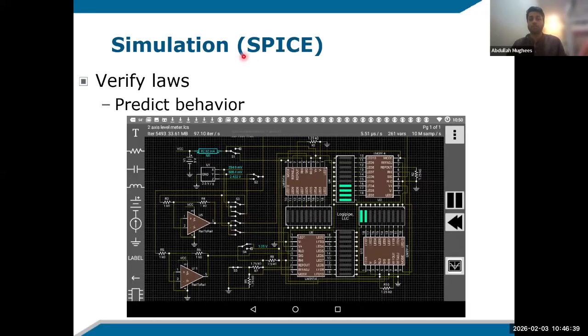And for simulation software, Spice is one of the similar simulation softwares. Proteus is another one. MATLAB is another one. So we have different kinds of software as well.